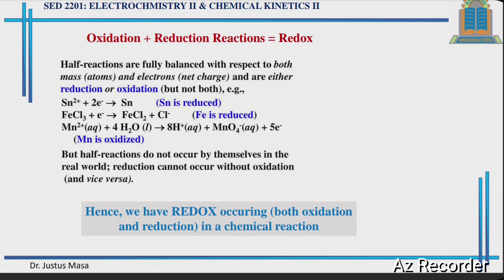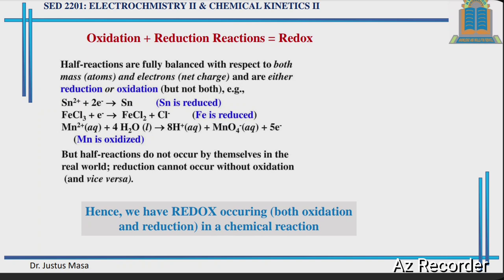And then we have something that is happening at the oxidation half cell. There is manganese 2 that is being oxidized to permanganate. That one will be written on the side of the oxidation half cell.